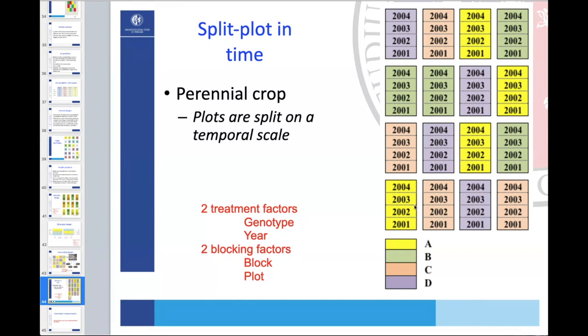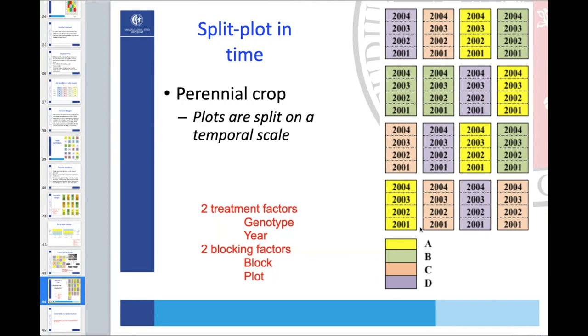So you might recognize that this is a split plot design, because we have 4 splitted plots, although the splitting is not on a spatial scale, it is on a temporal scale. So here I have transformed a temporal succession in a spatial succession, just to show you. But this is a split plot. We call this design a split plot in time.